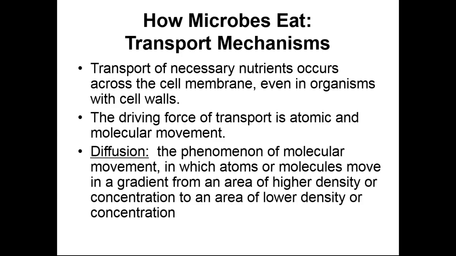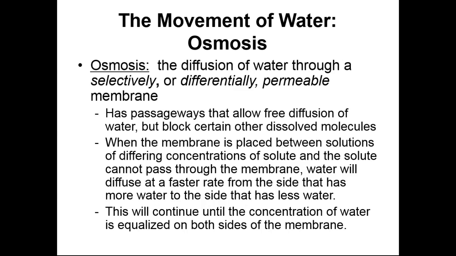So for diffusion, we will always have molecules go from an area of high concentration to an area of low concentration. Diffusion does not require the input of energy. It happens passively, all by itself. Osmosis is a very special kind of diffusion. It's the diffusion of water through a semi-permeable or selectively permeable or differentially permeable membrane. However you want to skin that cat, that membrane will let some stuff through and not other stuff through. One of the things that is let through the membrane is water.